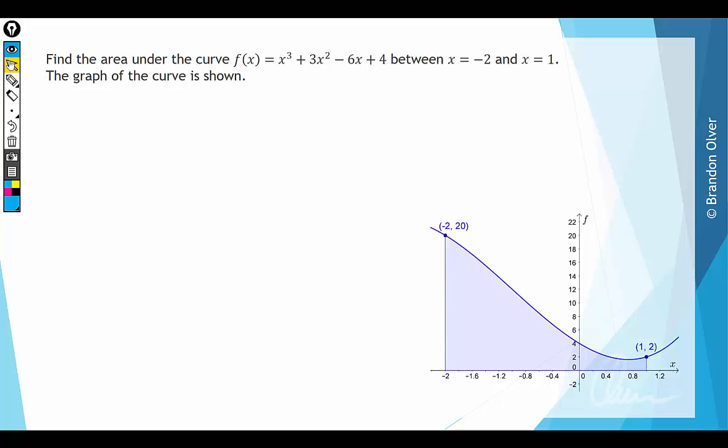Find the area under the curve f of x equals x cubed plus 3x squared minus 6x plus 4 between x equals -2 and x equals 1. The graph is shown below.